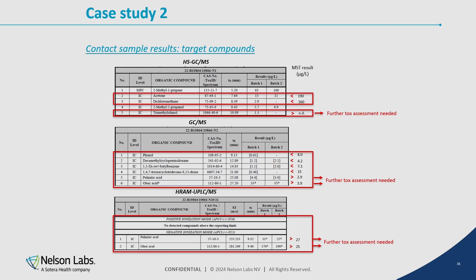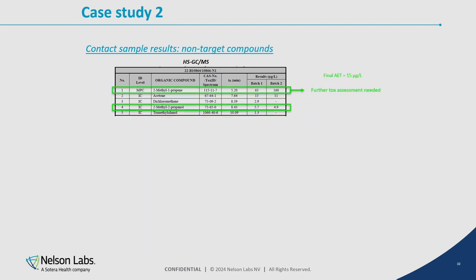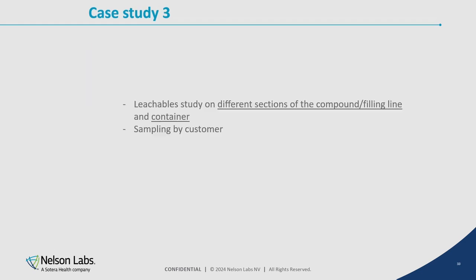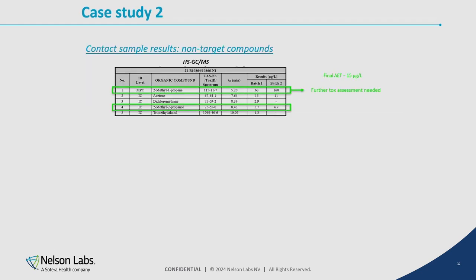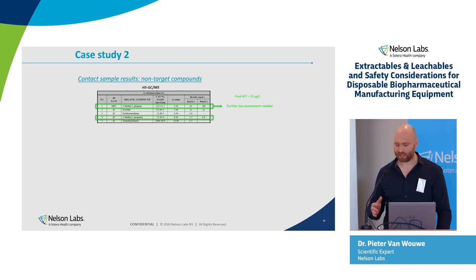What we would do is define PDEs for those compounds, spike them again, and see how the new method suitability test value would compare with the value that you detect in the contact sample. And then for the non-target compounds, there was an issue with one compound which was detected above the final AET. So again, in this study, some additional steps need to be taken.